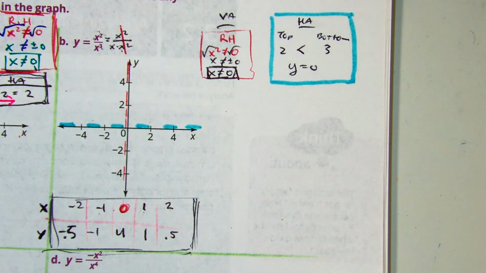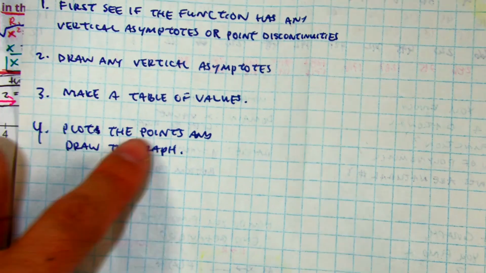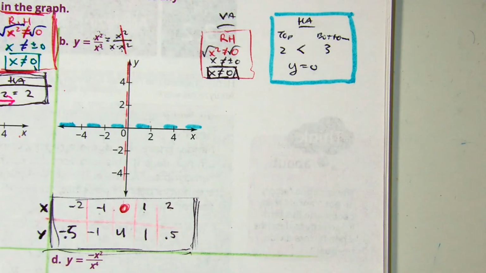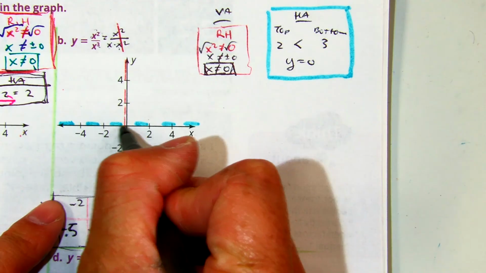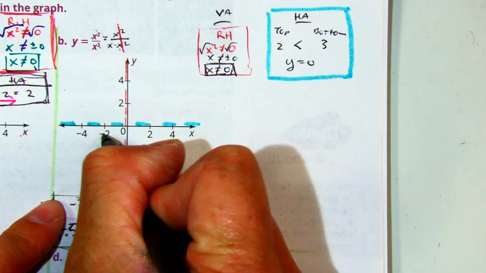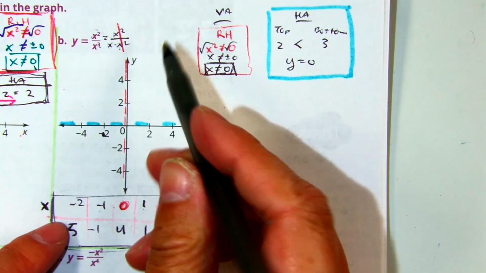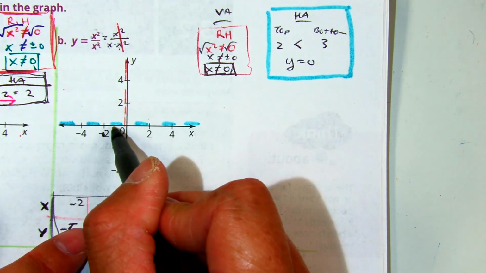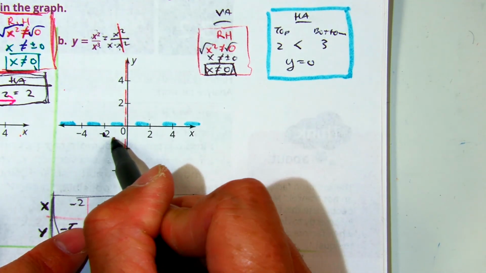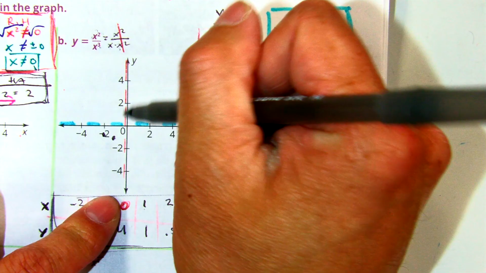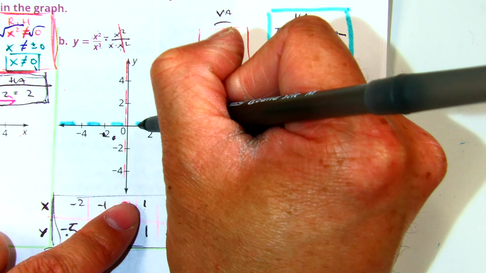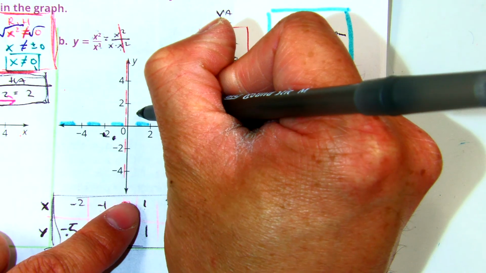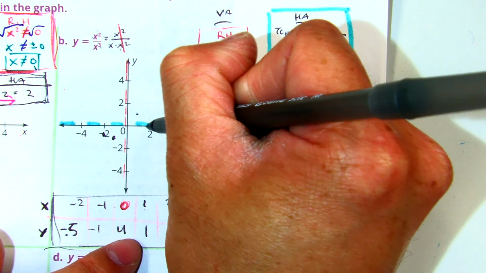What do we do next? Plot the points and draw the graph. So let's plot our points. -2, -0.5. -1, -1. 0, there is no point, right? That's why it's called undefined. Right 1, up 1. Right 2, 0.5.